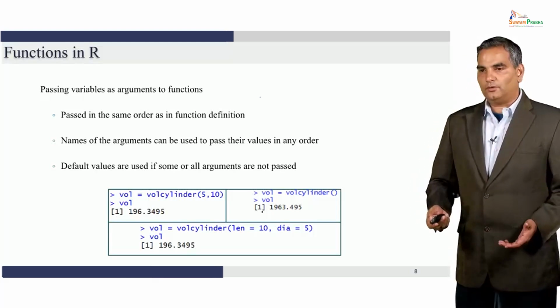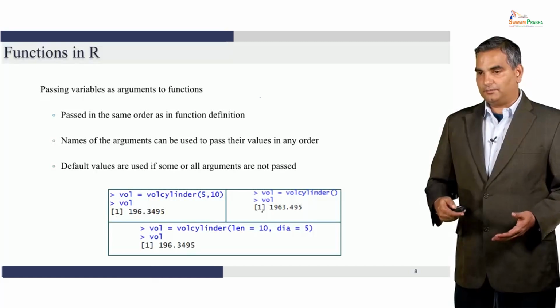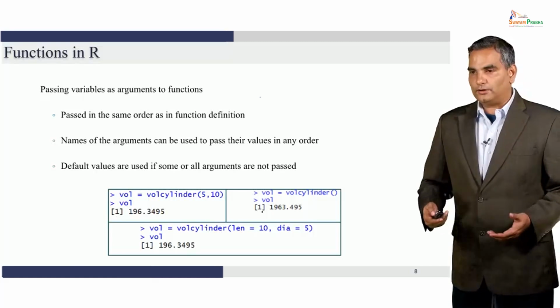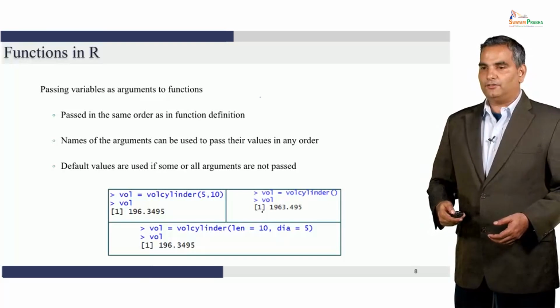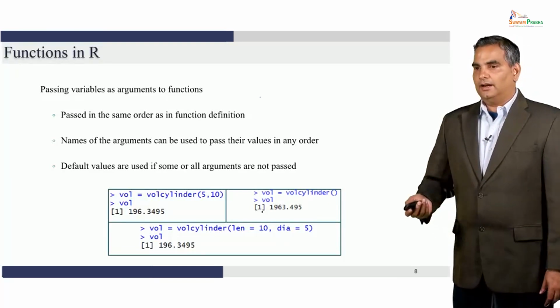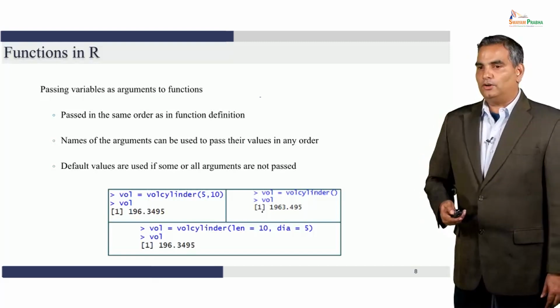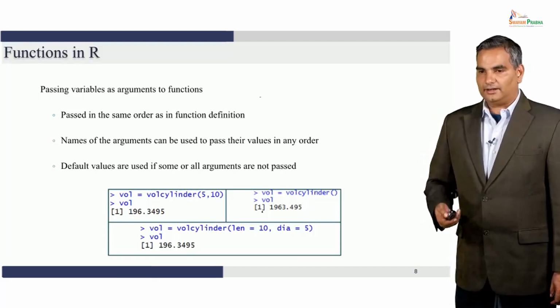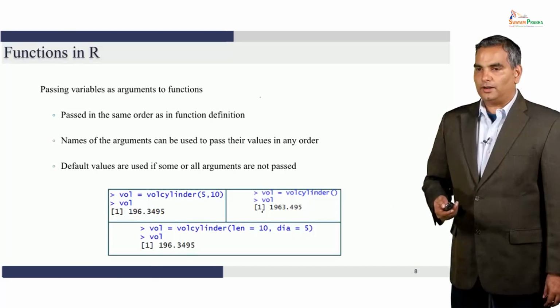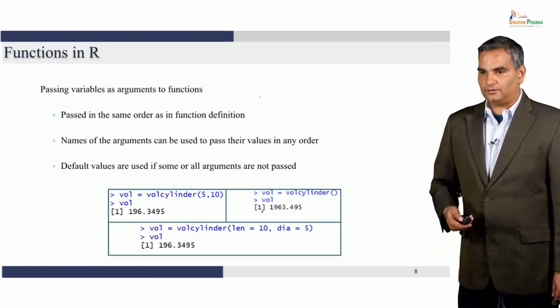This is because while we defined the volume cylinder function at the beginning, we had given some default values. If you remember, we gave a default value of 5 for the diameter and 100 for the length. So this volume is 10 times more than the volume that you would calculate when you give 5 and 10 as arguments. And as you see, 1963.495 as a result of this.